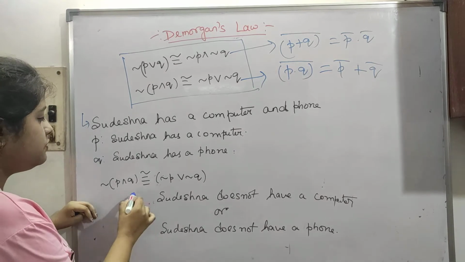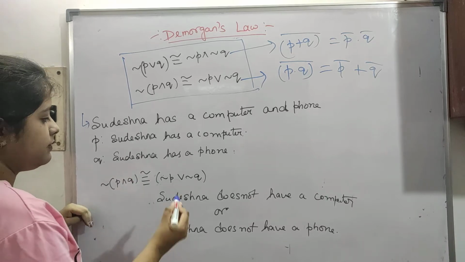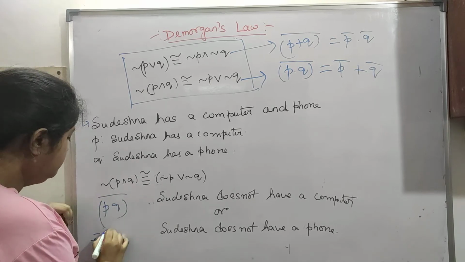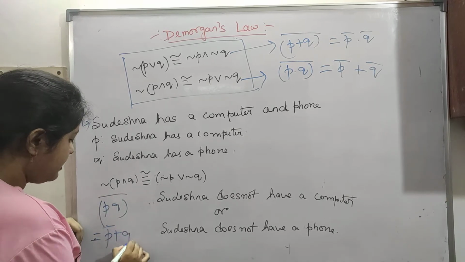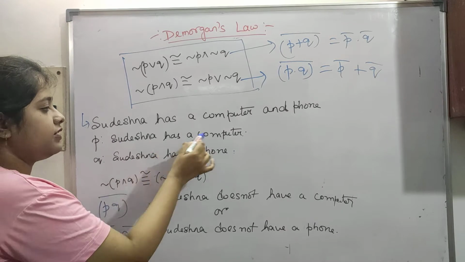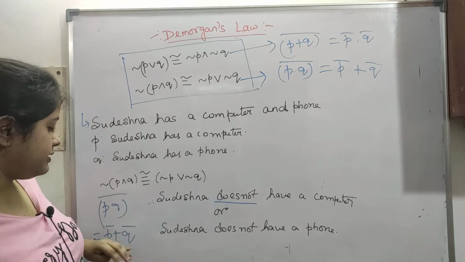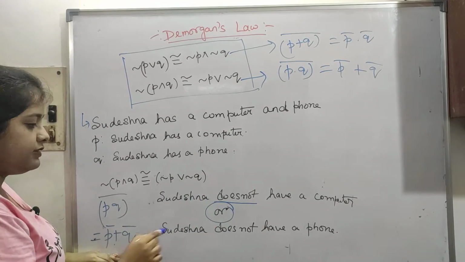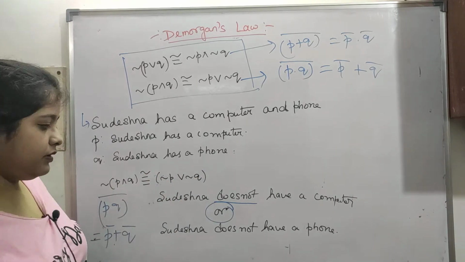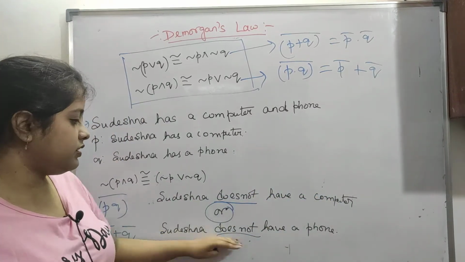Now we can use De Morgan's law. How? Let's say the complement of P and Q whole, the PQ whole bar, which is equivalent to P bar plus Q bar. We can write it down: P is Sudeshna has a computer, and the complement of this is Sudeshna doesn't have a computer. We use doesn't because it is a complement. This plus is actually or. Now Q bar: Q is Sudeshna has a phone, and we complement it: Sudeshna doesn't have a phone. So, Sudeshna doesn't have a computer or Sudeshna doesn't have a phone.